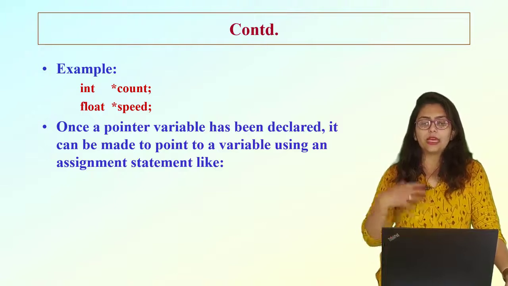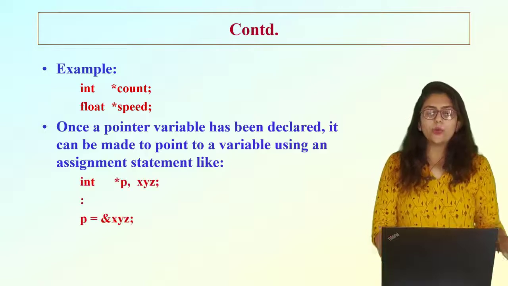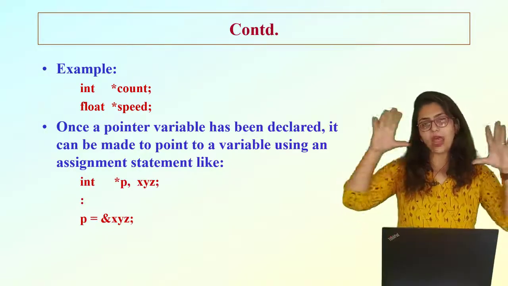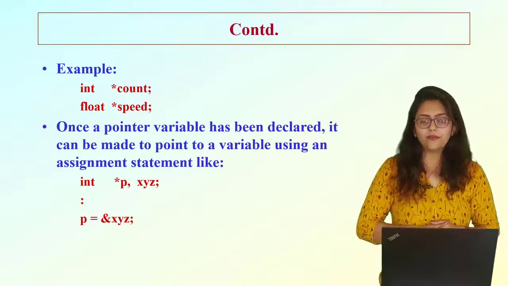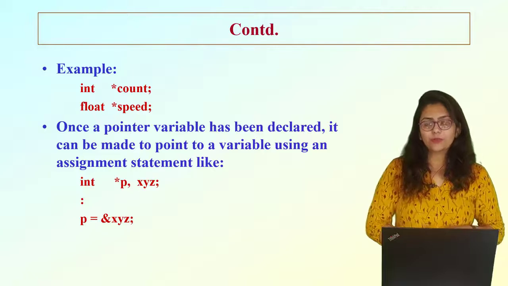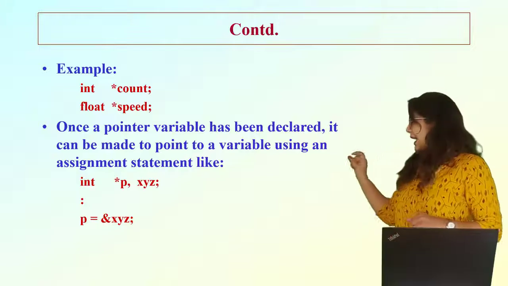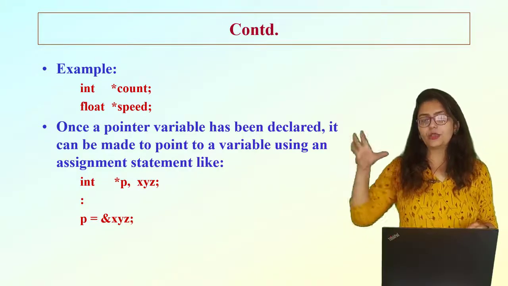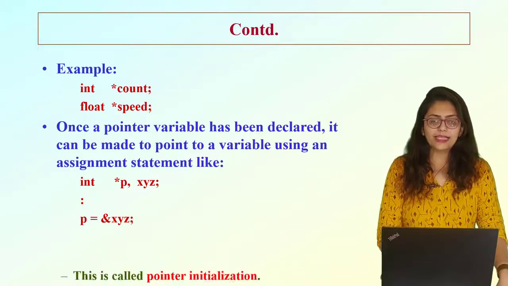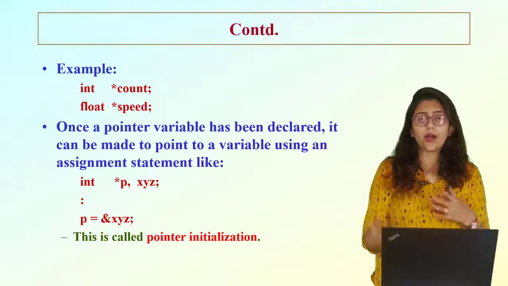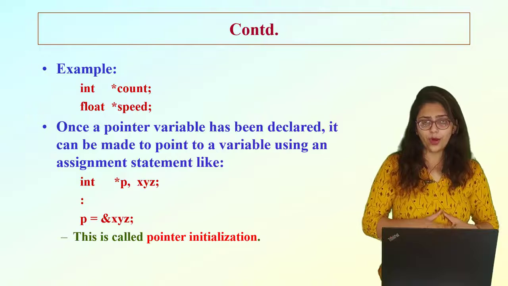Once a pointer has been declared, it can be made to point to a variable using assignment. Once you have declared a pointer, you have created a space to store some kind of address. You can assign a value by using the & sign. Here I have written p = &xyz. That means &xyz is the address of xyz, so the address of xyz is assigned to pointer p. This is how you can do assignment to a pointer. This is called pointer initialization. So this is all about the theory of pointers.